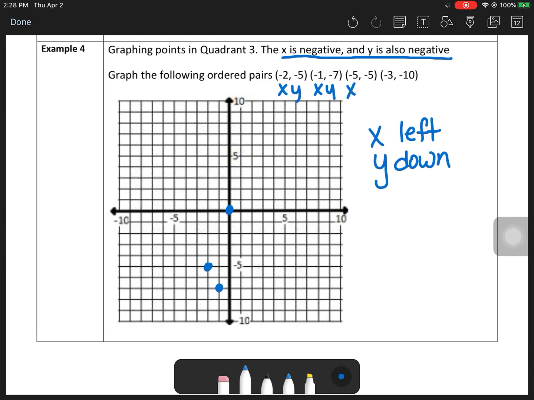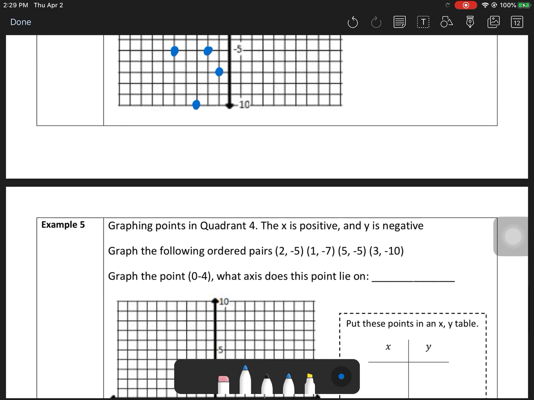Then negative 5, negative 5, we're going to go 5 to the left and 5 down. And the last one we're going to do in this quadrant number 3 is we're going to go 3 to the left and 10 down. Remember, this is quadrant 3, and both of these x and y parts of the coordinates will be negative.